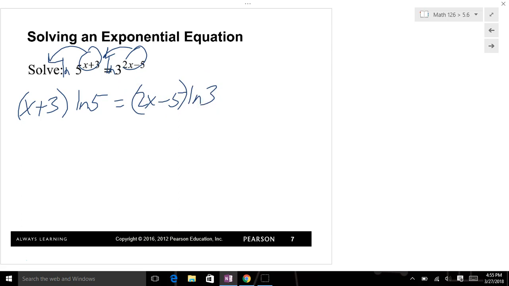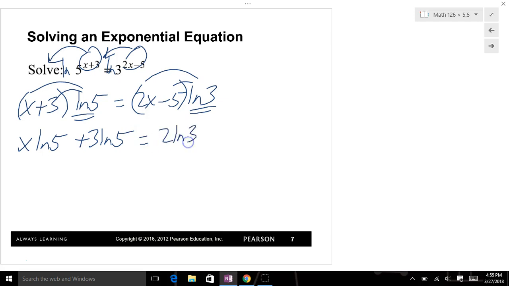Remember, this natural log of 5 is just a number. This natural log of 3 is just a number. So you can distribute that number through. So you got x ln of 5 plus 3 ln of 5 equals 2x ln of 3, or 2 ln of 3 times the x minus 5 ln of 3.